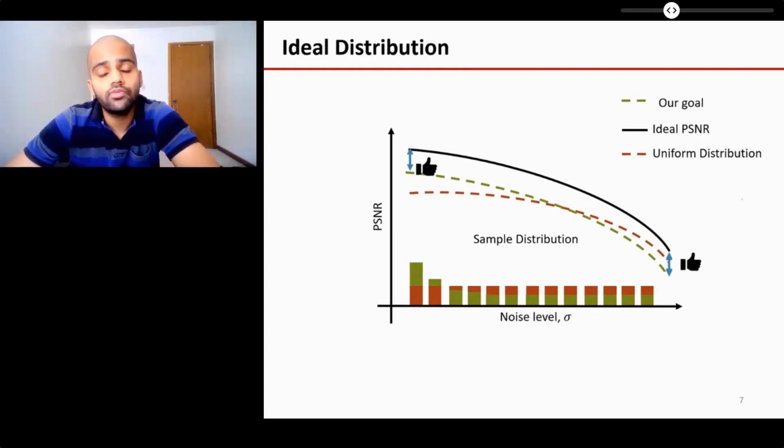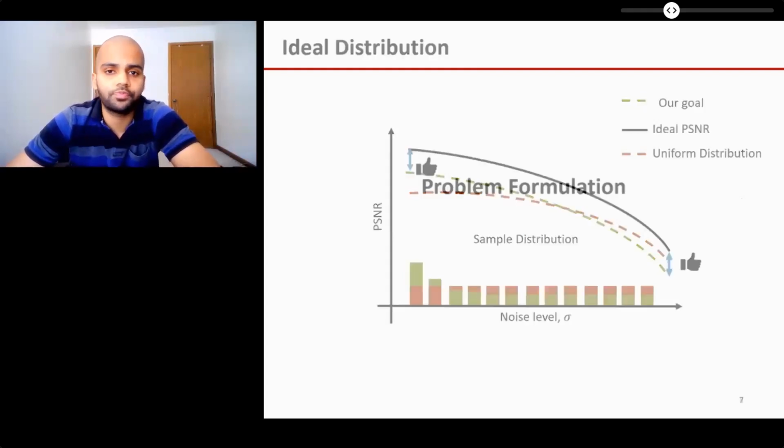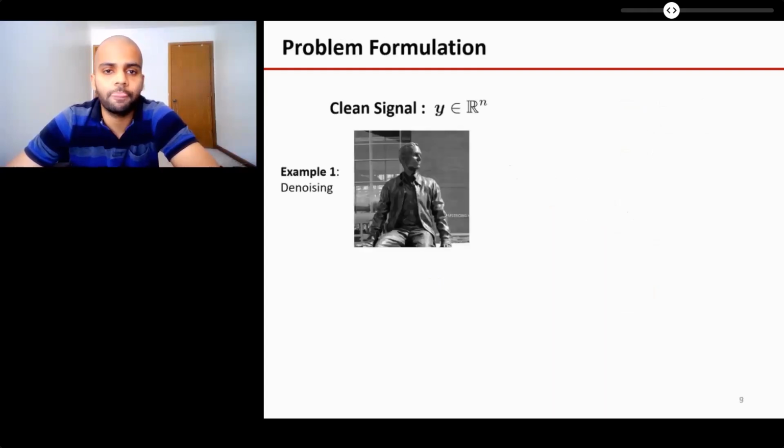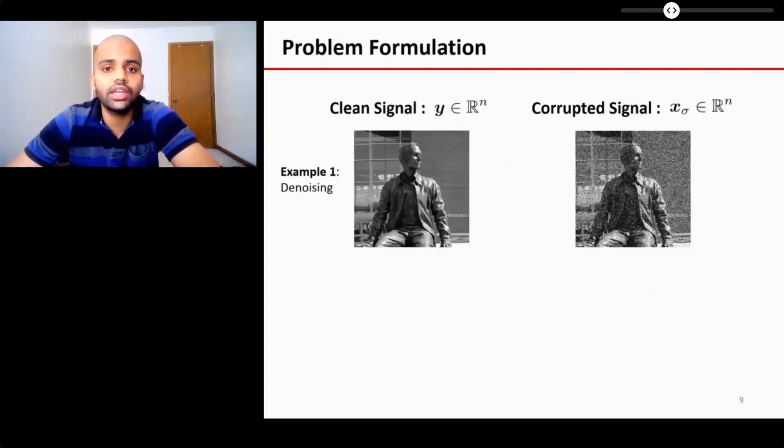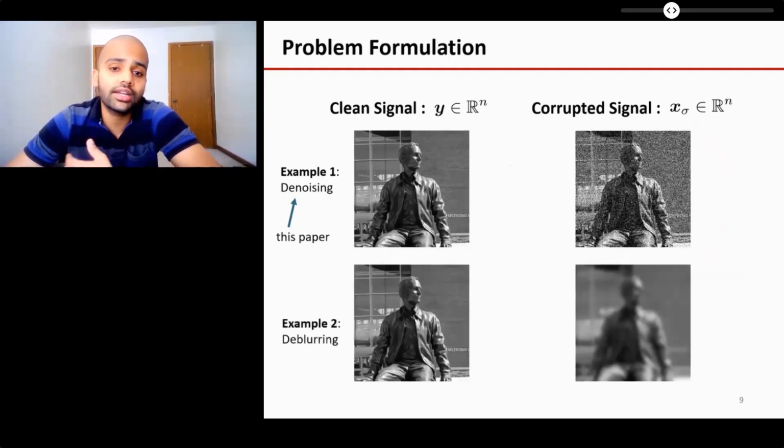To solve this problem, we propose two solutions. But before we go into the solutions themselves, let us formulate this problem more formally. We have a green signal Y, which is getting corrupted by a noise of strength sigma. Now this is a denoising example. For most of this paper, we are going to use denoising as an example, but the framework which we are developing is much more general and it could be used for any kind of image degradation. We show another example here where we want to deblur a blurred image.